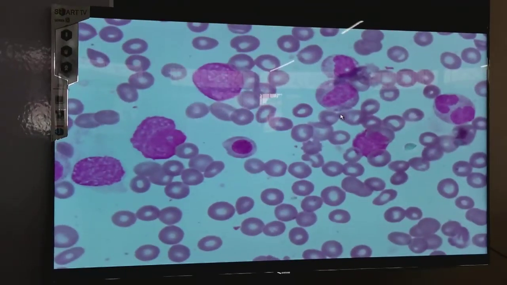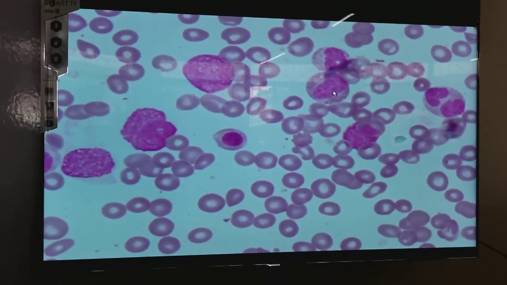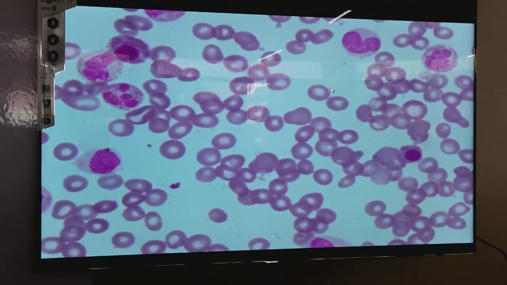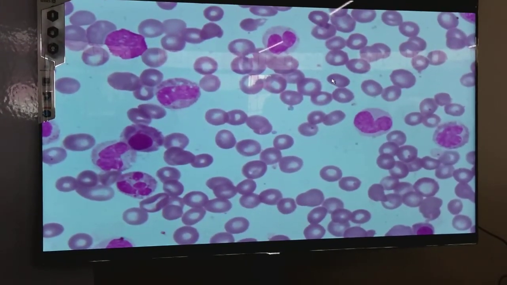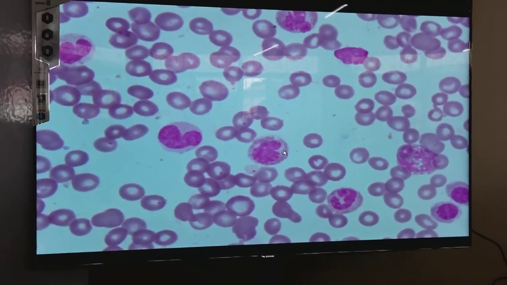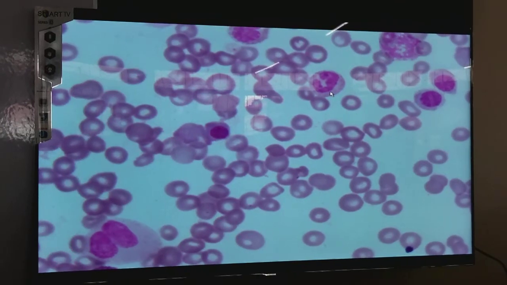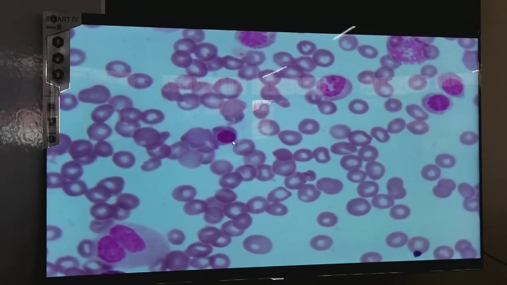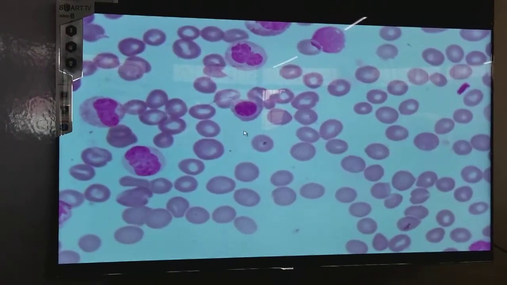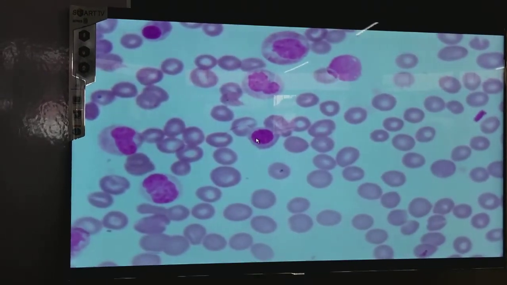How about that cell? Myeloid. How about that cell? Segmented. Band. And how about that cell? Polychromatophilic. If large, it is an erythroblast. Those two are polychromatophilic. When there are no granules, band cell. Those two cells.